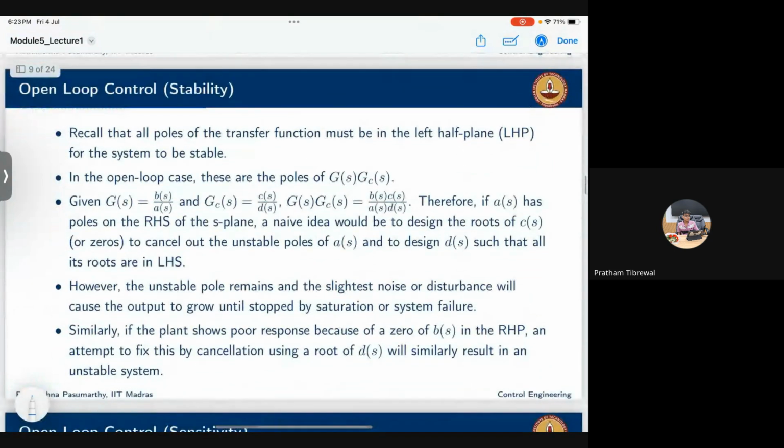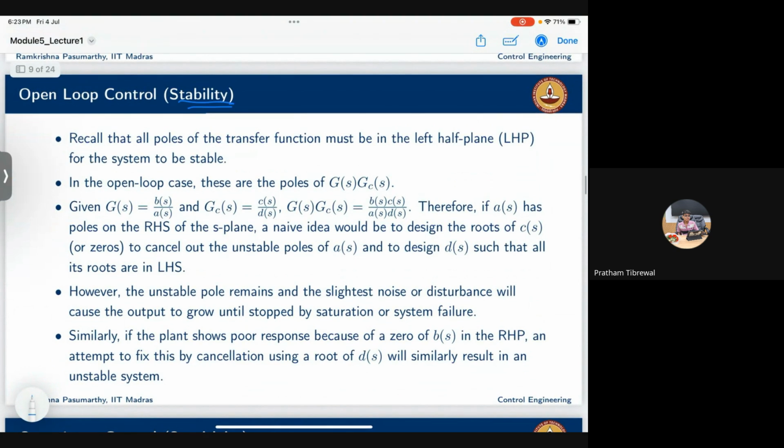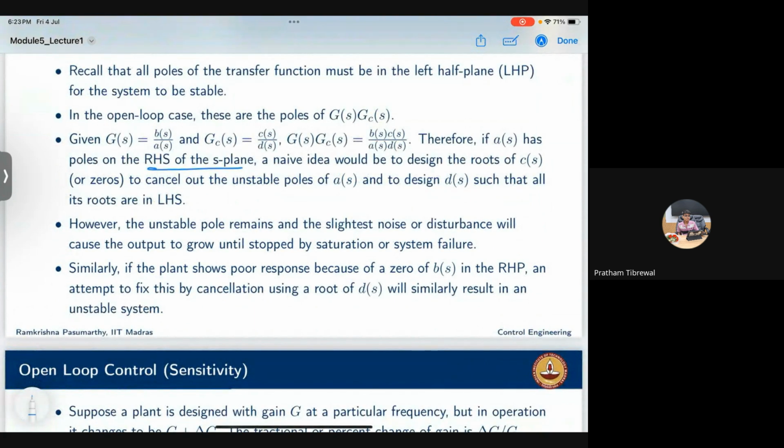So this concept, I think we have already visited. Stability: how stable the system is, based on the location of the poles. We have already seen that if a pole is in the RHS of the S-plane, then it is not stable. An unstable pole remains. If there is a pole in the right half of the S-plane, it's inherently unstable and we cannot do anything about this. Even without disturbances, it is going to give unbounded output. With disturbances, it is going to increase that behavior. It is not going to be under control.